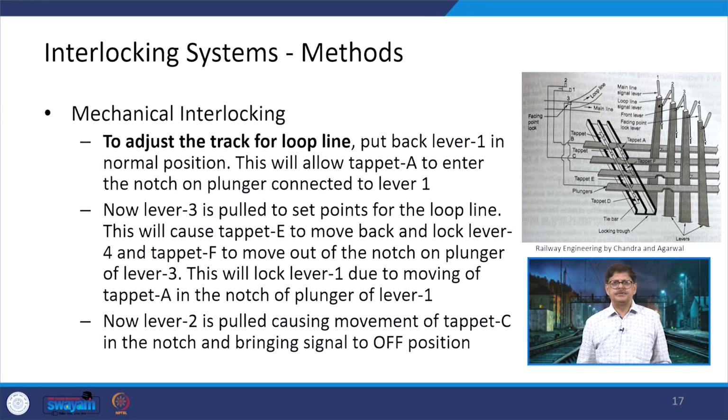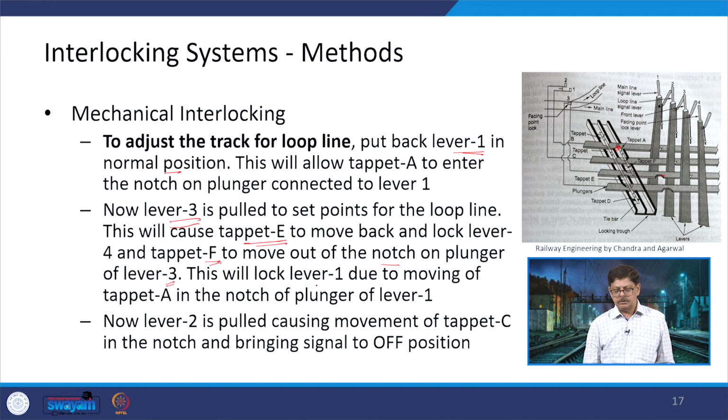Now, if you have to adjust the track for the loop line, then what you do is put back lever 1 in the normal position. Now, this will allow the tappet A to enter the notch on the plunger connected to lever 1. So, tappet A will get into this notch. Once it is done, it is getting locked, it will not move. Then lever 3 is pulled to set points for the loop line. This is a point lever, so it is being pulled. When you pull it, then tappet E is going to move. So, when tappet E moves back, lever 4 and tappet F move out of the notch on the plunger of lever 3.